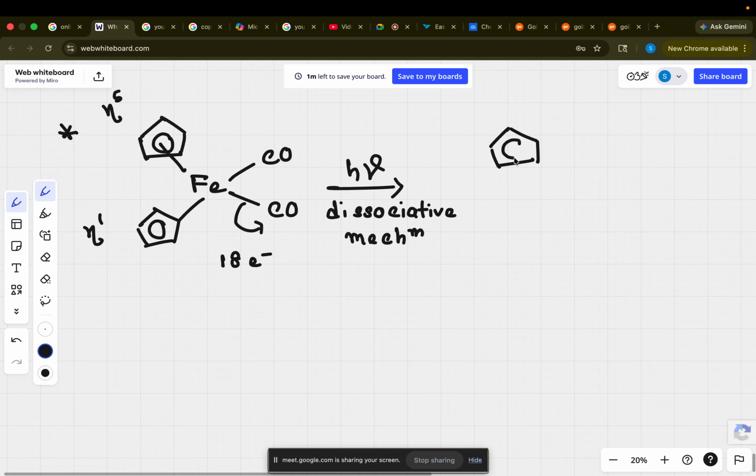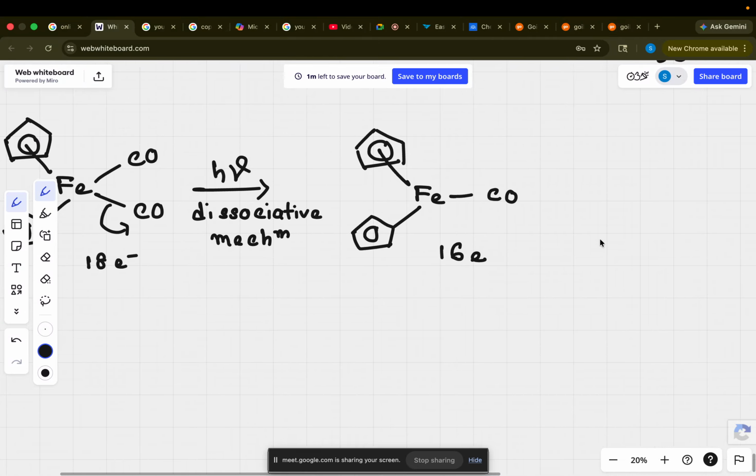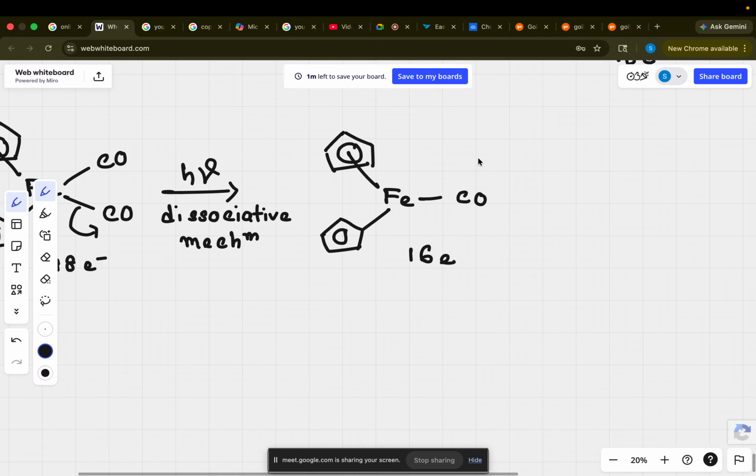You have this cyclopentadienyl ring. Here I have the iron center, and here 1 2 3 4 5. So now I am getting 16 electron. Now next step, tell me. The second cyclopentadienyl will donate 3 electrons. So it will donate 3 electrons, correct?